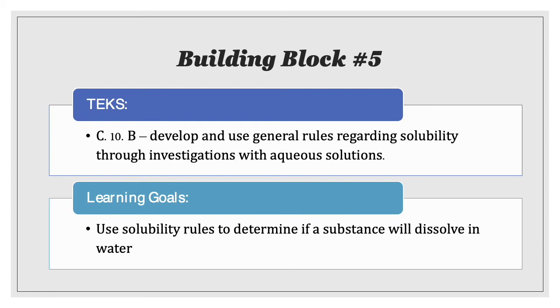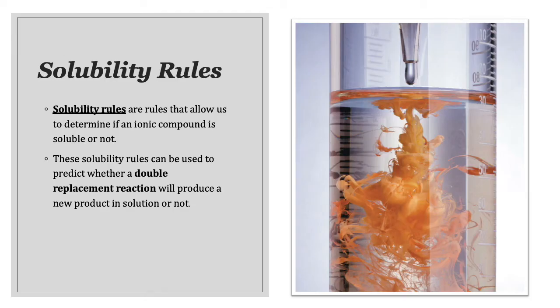Your learning goal for building block 5 is to be able to use the solubility rules to determine if a substance will dissolve in water. Our solubility rules are a set of rules that allow us to determine if an ionic compound is going to be soluble in water or not. So will it dissolve in water, or will it either remain a solid or produce a solid product?